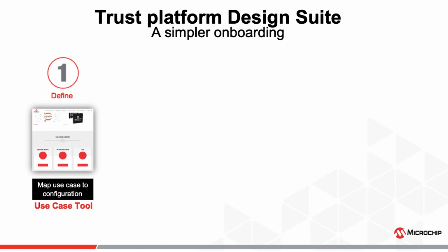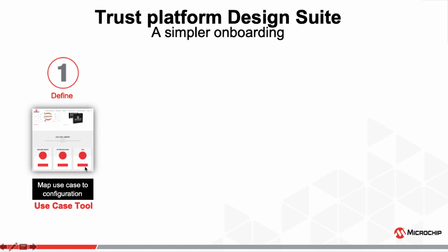So first you need to define what you want to do. You define your use case, or your use cases when there are multiple of them. What we've done in that tool, for the past few years, is identify the most common use cases used in the industry, and we've basically implemented them there. So the only thing you have to do is just click on the use case you're interested in. In the little picture here, you will see secure boot, IP protection, and TLS use cases.